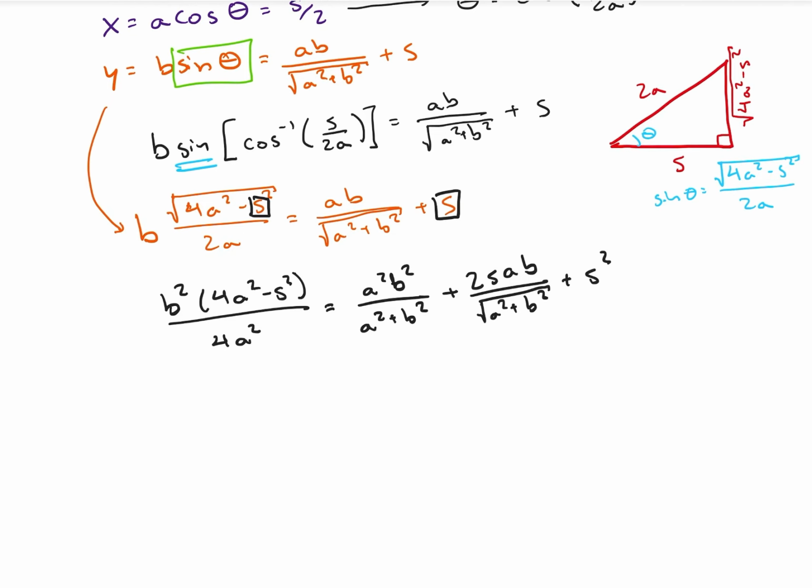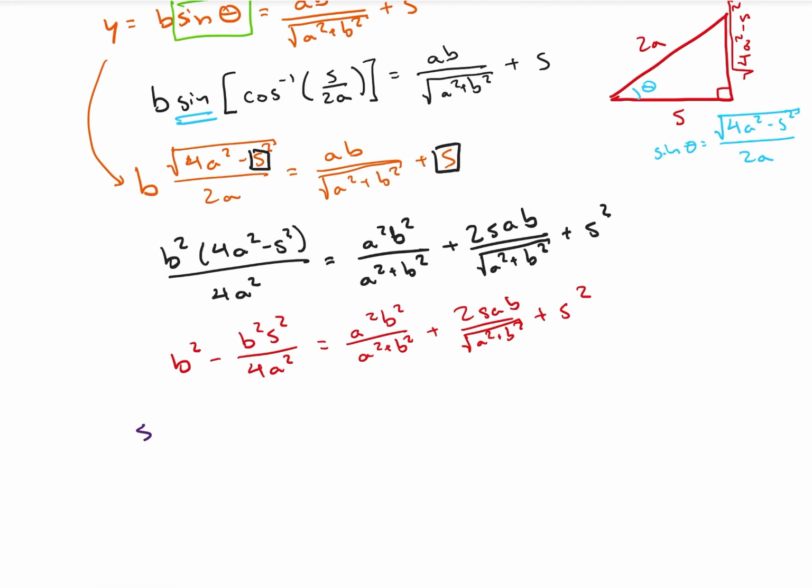So b squared times 4a squared over 4a squared is just going to be b squared. I'm going to have minus b squared s squared over 4a squared is equal to, this guy doesn't really do anything, so a squared b squared over a squared plus b squared is still the same. Then 2sab over the square root of a squared plus b squared, and then plus s squared. So let's go ahead and combine like terms.